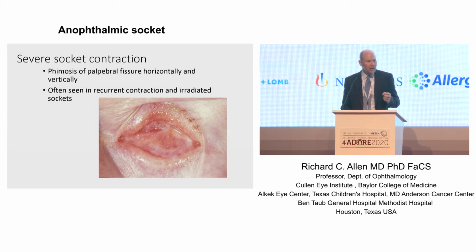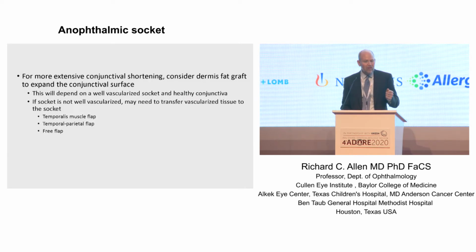With regards to severe contraction, these can be very challenging to take care of, and this is often seen in patients that have undergone radiation. And for very extensive conjunctival shortening, you could consider a dermis fat graft, but remember, you need to put that dermis fat graft on a relatively healthy socket. So if you don't have a good bed, that dermis fat graft will not survive.